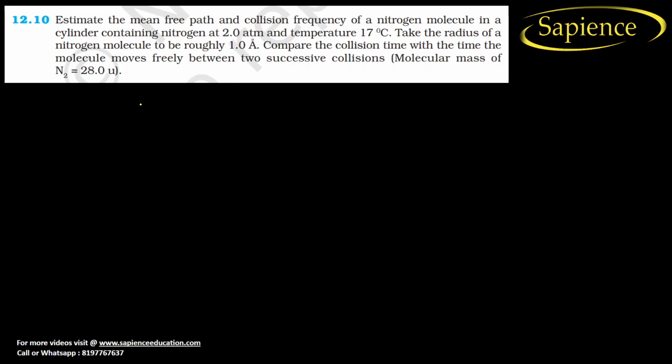Now let us do question number 12.10. Before that, we need to understand what they are asking. Estimate the mean free path and collision frequency of a nitrogen molecule in a cylinder containing nitrogen at 2 atmospheric pressure and a temperature of 17 degrees Celsius. Take the radius of the nitrogen molecule to be roughly 1 angstrom, so the diameter will be 2. Now, first of all, we go for the first question: estimate the mean free path.